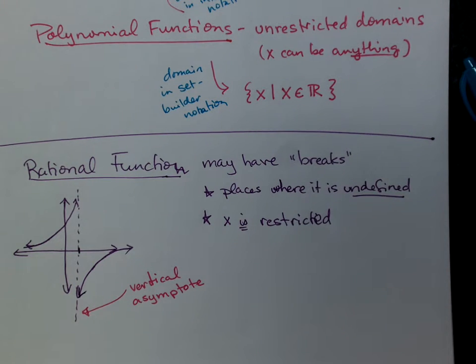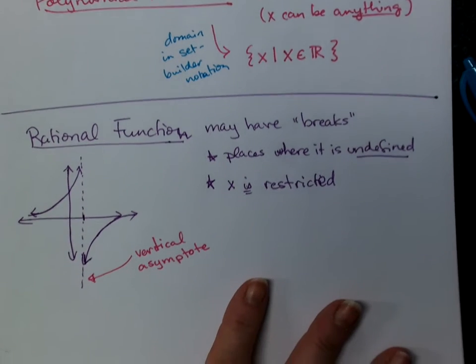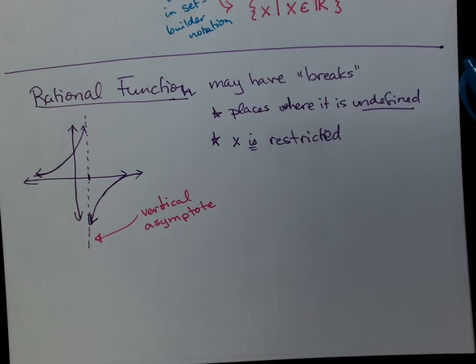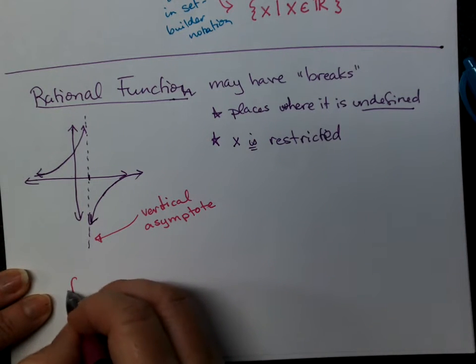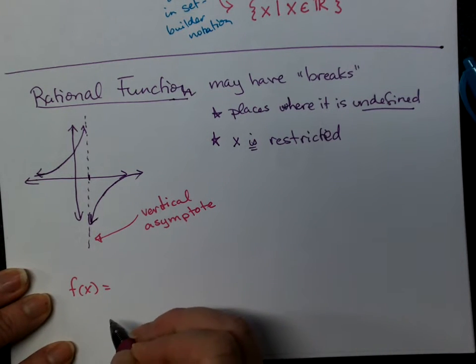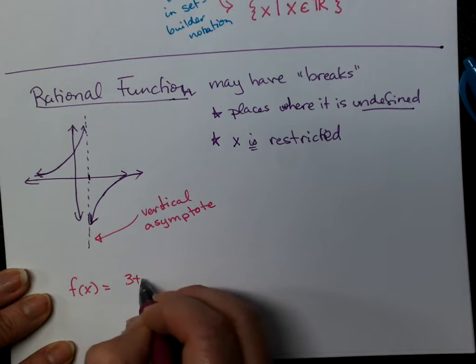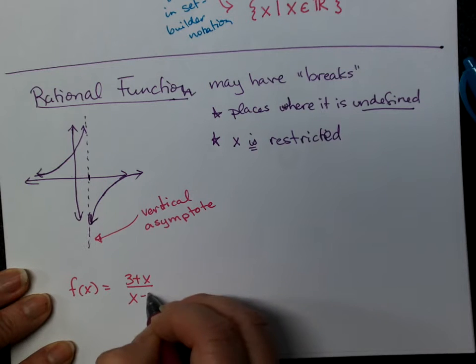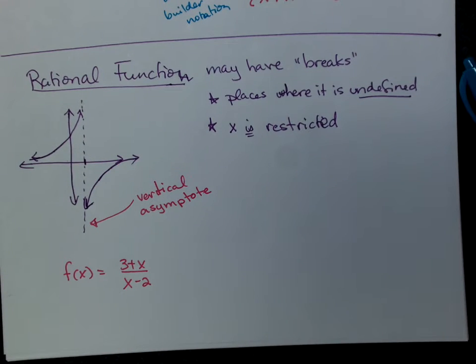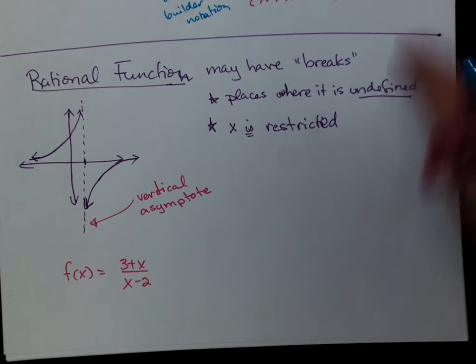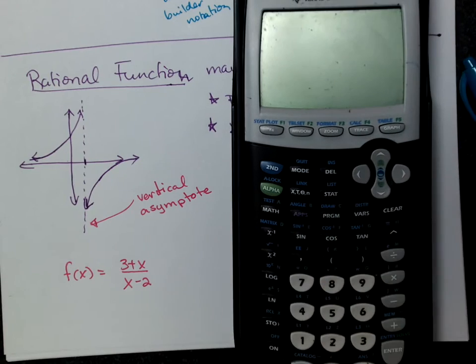Let's see what this looks like on the graph. An example of a rational function like we saw before is f of x equals (3 plus x) over (x minus 2). So here's that rational expression we looked at earlier, but now it's defining a function, a rational function. And let's look at what that looks like on the graph.